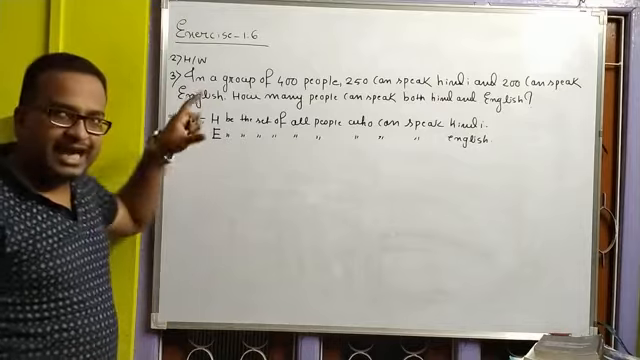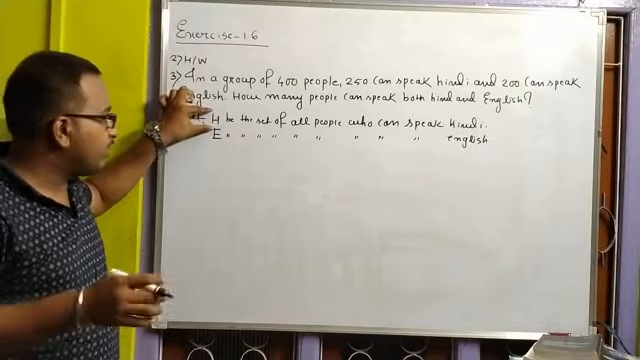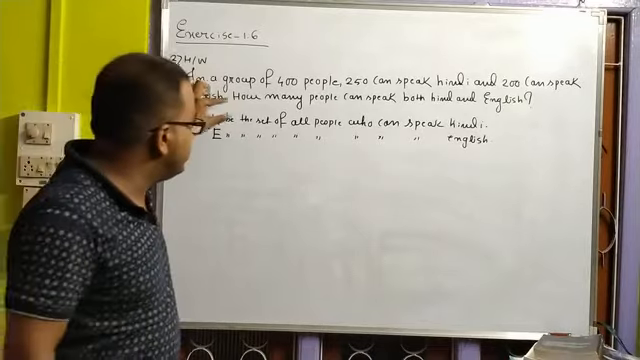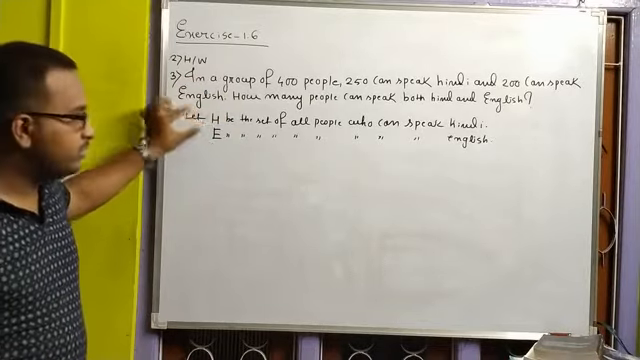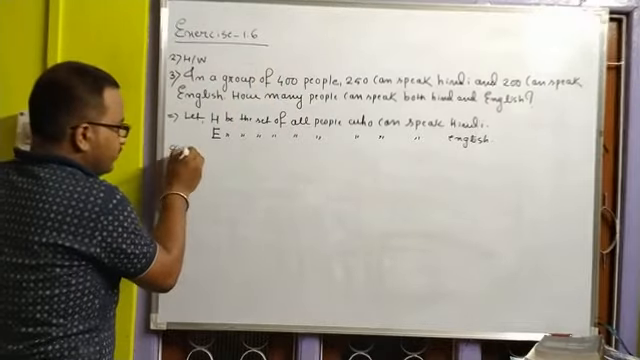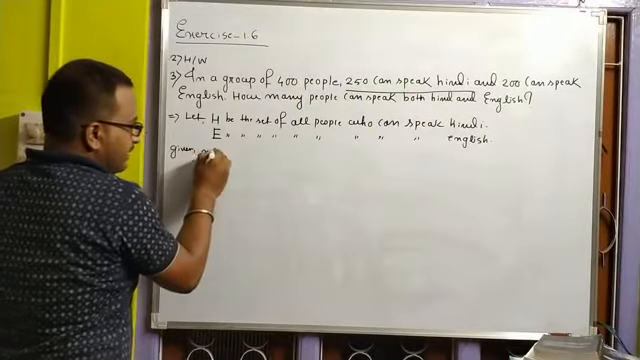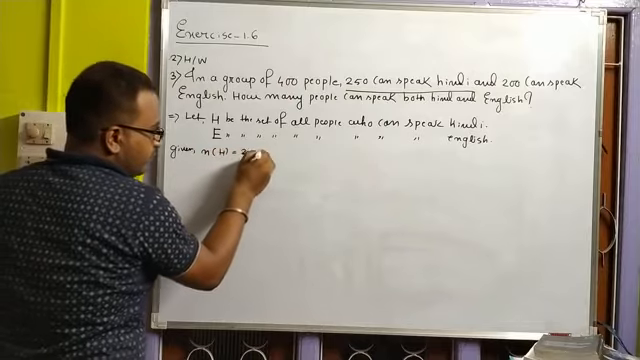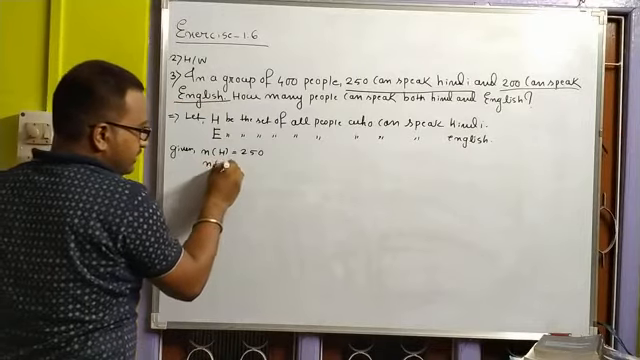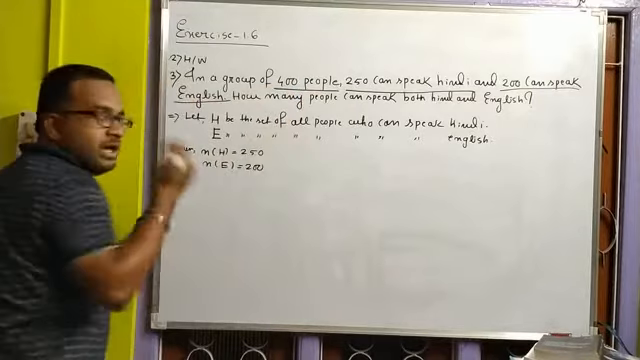And I recommend you please use those symbols so that confusion will not arise to solve those problems. Because H means Hindi, E means English, so some relations are there. Now, what is given to us? This 250 can speak Hindi. That means the number of elements of the set H is 250, and this 200 can speak English. That means the number of elements of the set E equals 200, and this 400 is nothing but the union.